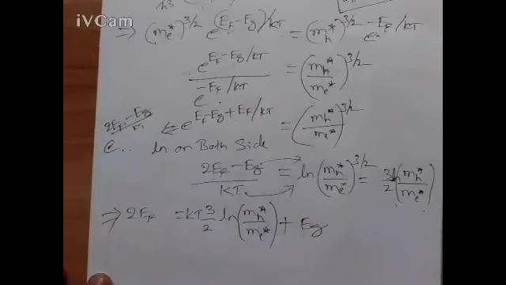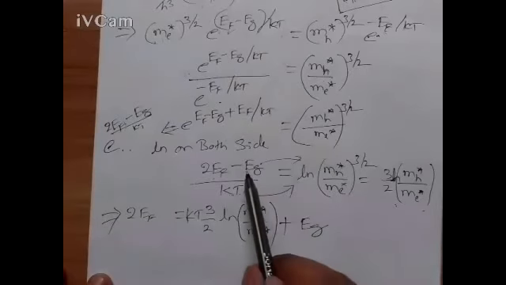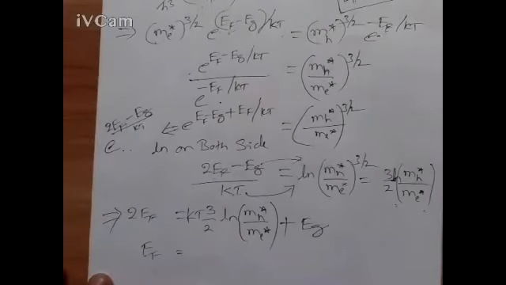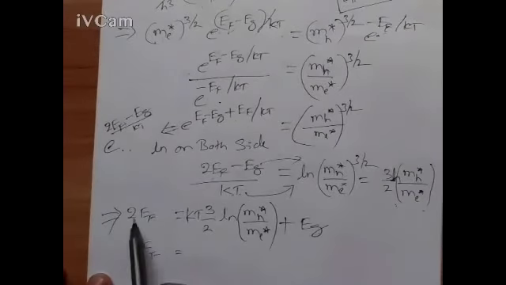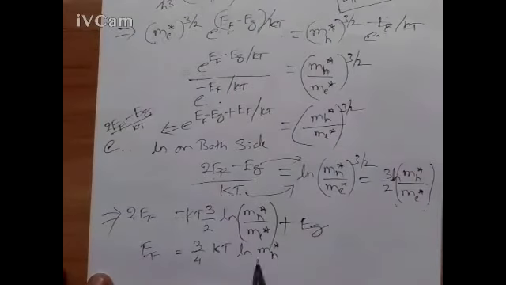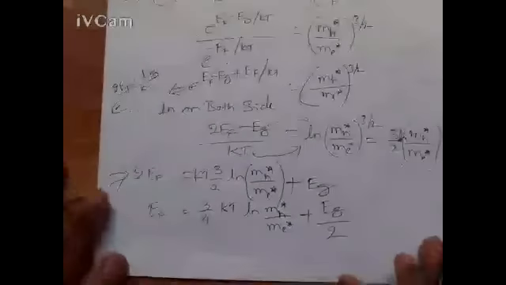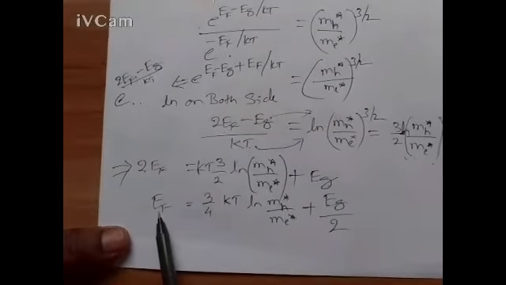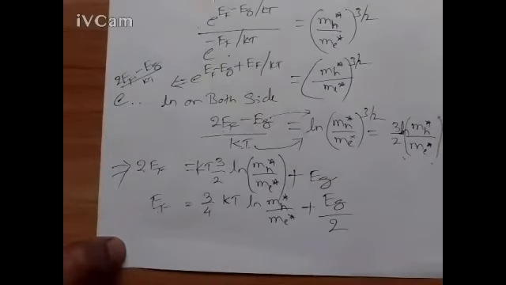When I take kT, kT will be multiplied with this, kT into 3 by 2. Then we should take this minus term to this side, that will be positive. Then EF is equal to, right? So this 2 I'll take, it is 3 by 4 kT ln of mh star divided by me star, plus this Eg divided by 2. This is the last step which we are getting for Fermi energy. Fermi energy is equal to this equation we got, right?